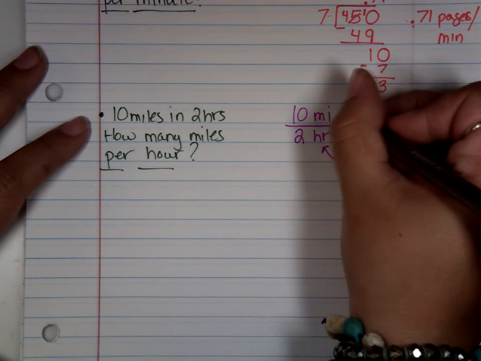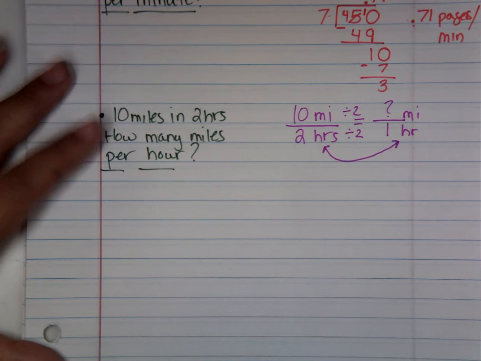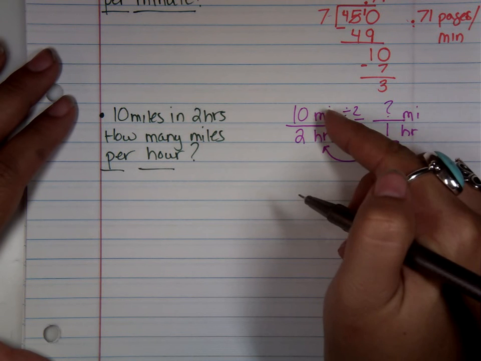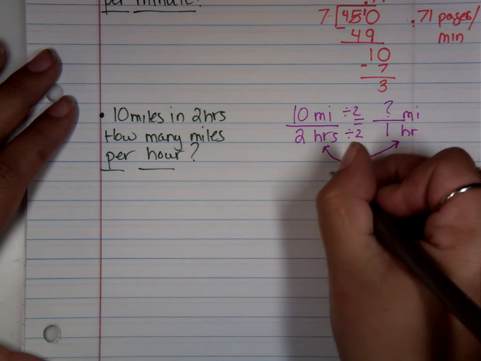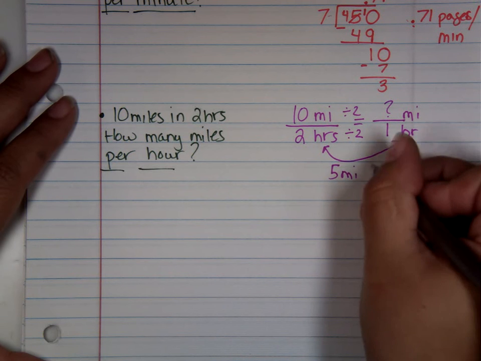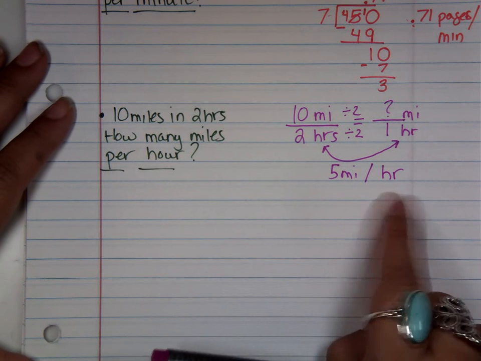So 10 divided by 2 would give us what? Good, it gives us 5. So that means that if he can ride 10 miles in 2 hours, well, then you could ride 5 miles per hour. 5 miles in 1 hour.